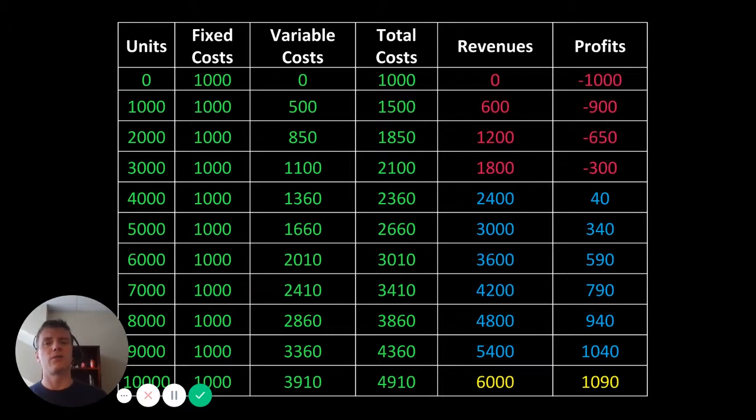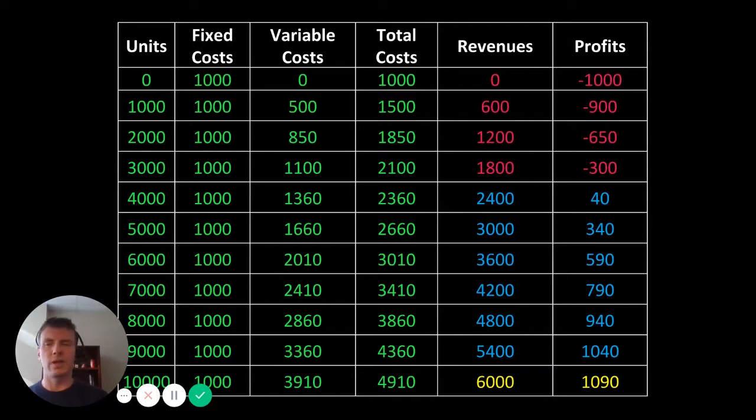Once you get to 4,000 units of production and above, we actually start to make a profit. That's what's shown in blue here, all these lines where you have a positive value for profits. And what we can see is that our profits are actually maximized by producing as much as possible.